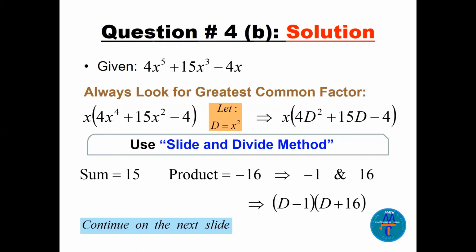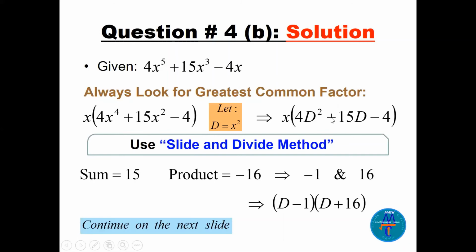Okay, now here, I think we have to use also in B part, slide and divide. Now there is a common factor here, x. I think you tried that. Inside the bracket, we have 4x to the 4 plus 15x squared minus 4. To make it also simple, let this x squared here be capital D, and this one will be d squared. So now we have a trinomial, easy now to use slide and divide.